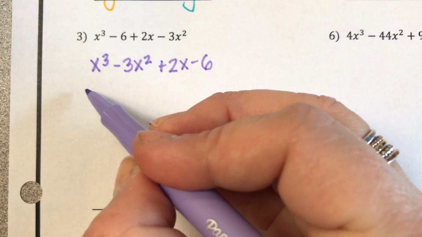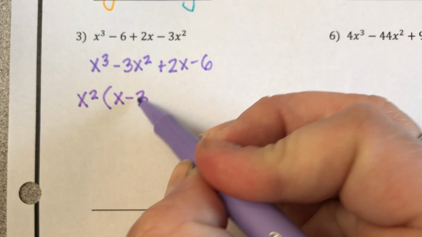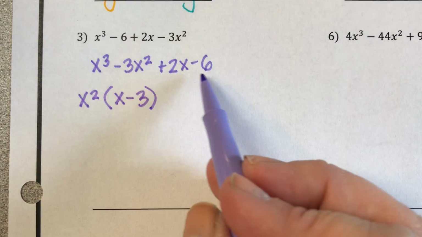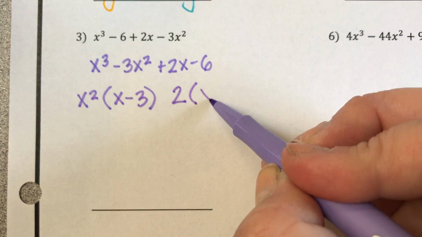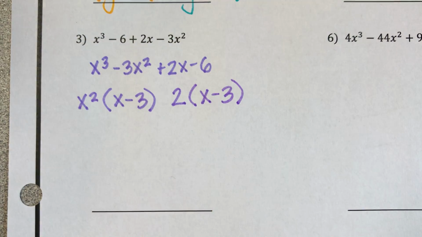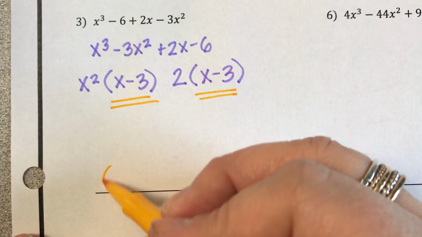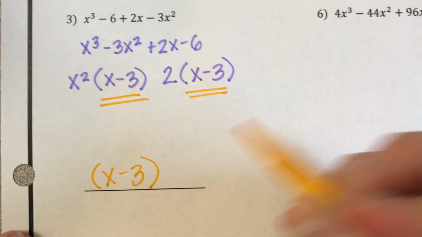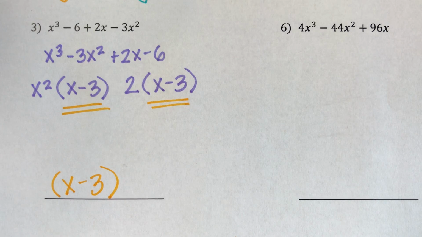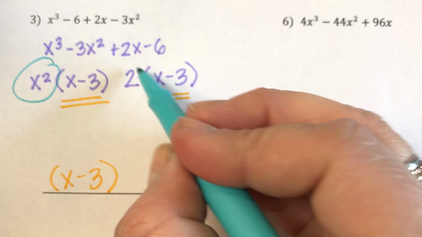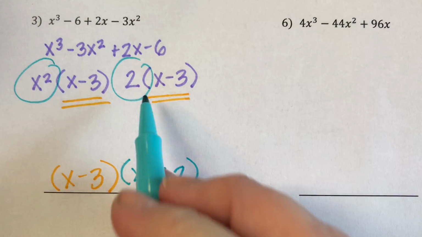So now what can I take out of these 2? X squared, and then x minus 3. And then what can you factor out of those 2? A 2, and look, matching x minus 3. So my first factor is x minus 3, my first factor, not term. And then my second is x squared plus 2, because those were what were on the outside.